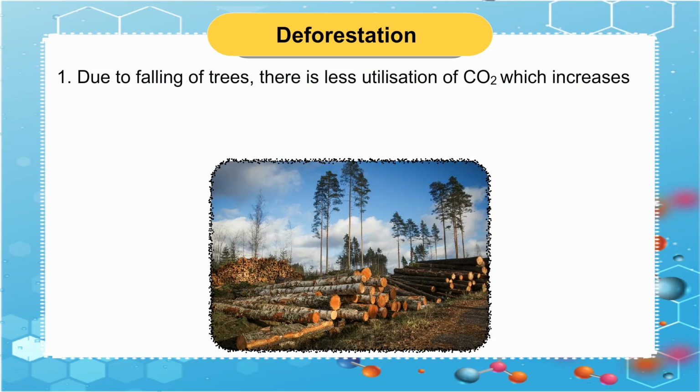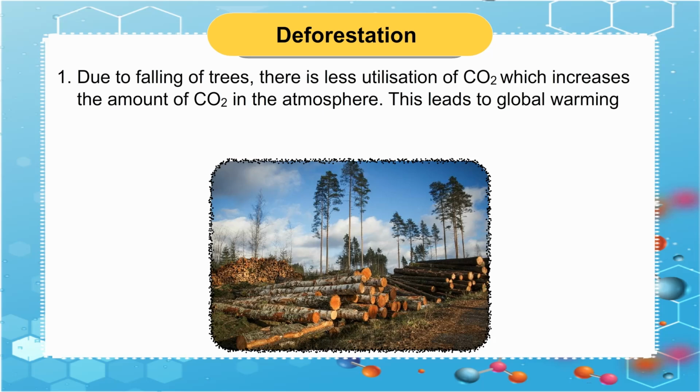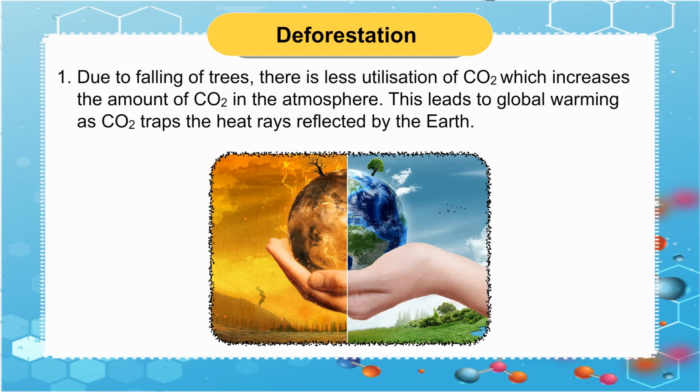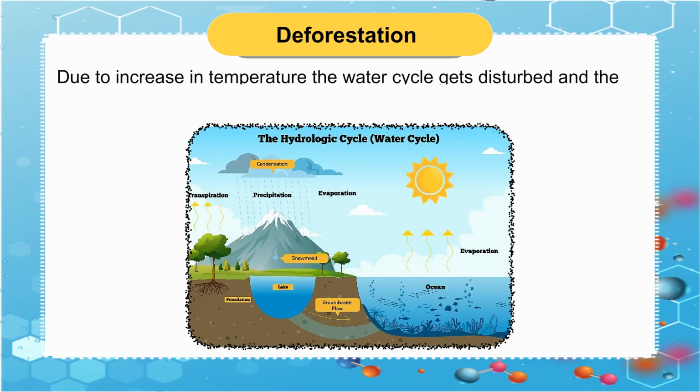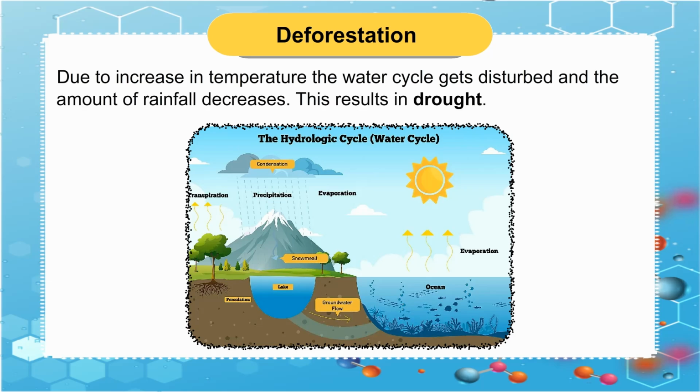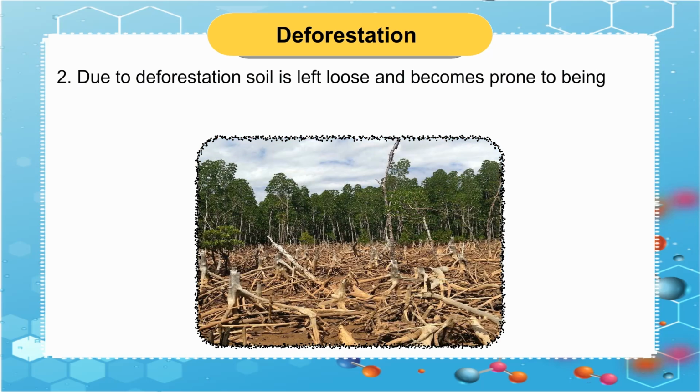1. Due to falling of trees, there is less utilization of CO2, which increases the amount of CO2 in the atmosphere. This leads to global warming as CO2 traps the heat rays reflected by the earth. Due to increase in temperature, the water cycle gets disturbed and the amount of rainfall decreases. This results in drought.